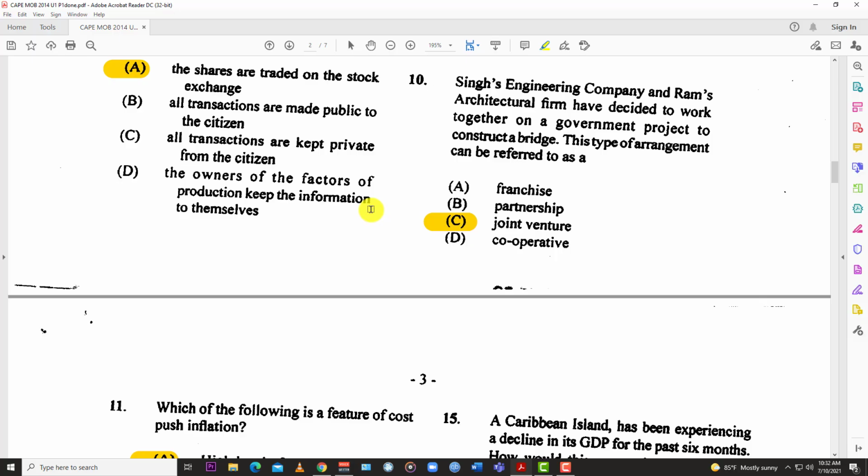Number 10. Singh's engineering company and Ram's architectural firm have decided to work together on a government project to construct a bridge. This type of arrangement can be referred to as, and the best answer here, of course, is a joint venture. A joint venture, two companies coming together to do a project, run a program or something like that. As I said, joint, together, and venture. So joint venture for that one. All right, good.